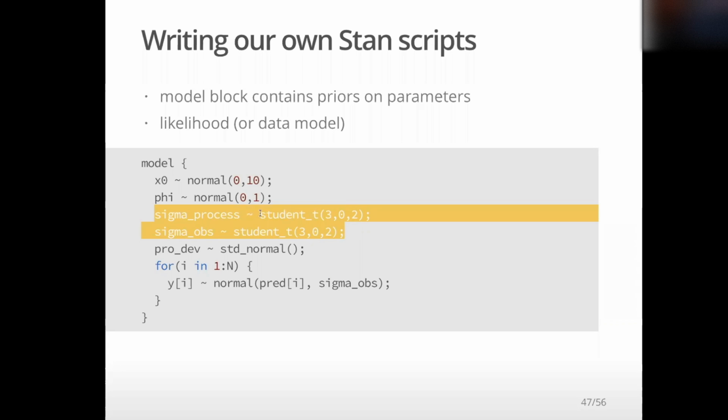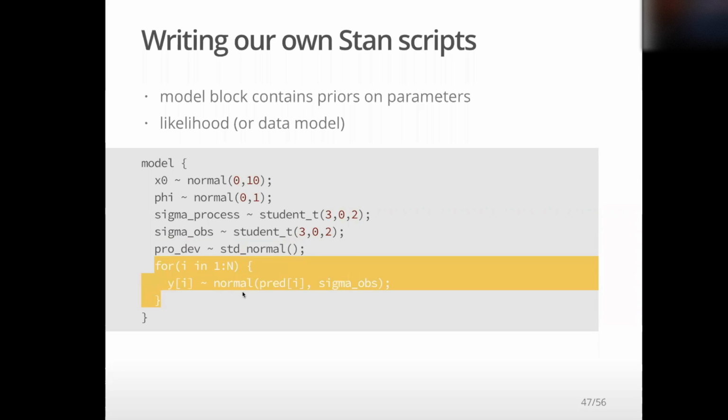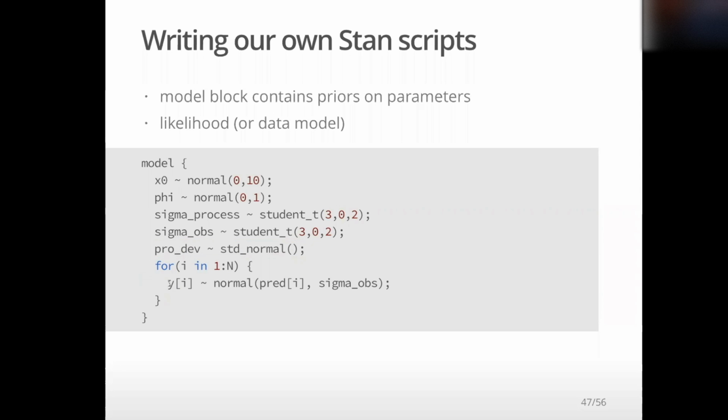This student T prior with degrees of freedom of 3 and a standard deviation of 2 is one of the accepted defaults in Stan for a weakly informative prior on a variance parameter. Our process deviations are going to be normally distributed. And finally, these last 3 lines are the likelihood of our data given our predictions. We can also vectorize this to make it a little bit faster, but just to make this clear, we're assuming each data point is normally distributed with some observation error variance.